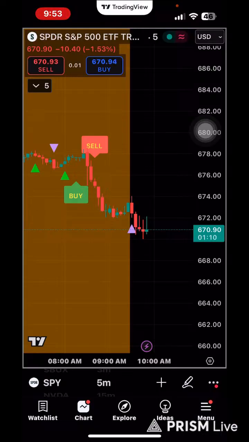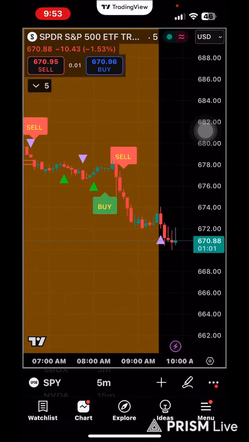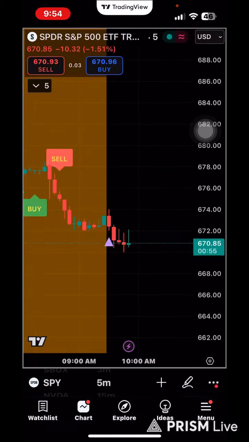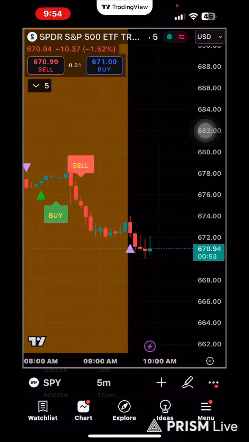SPY is already getting a little bit more downward momentum, but nothing too crazy yet. If we get this arrow to flip on the 5 minute for SPY, I might go and take a short. Drop any tickers in the comments if you guys are trading, and I'll definitely take a look at it for you.